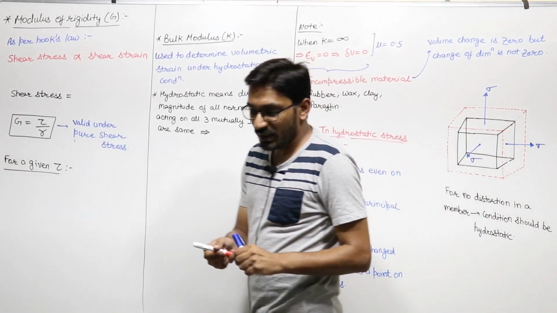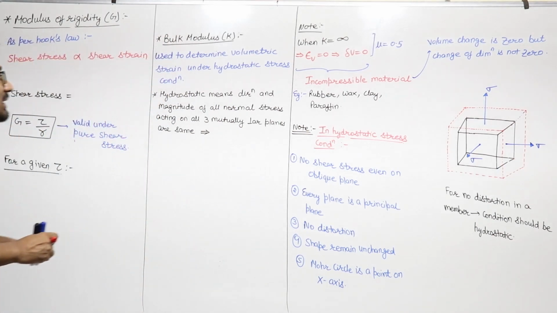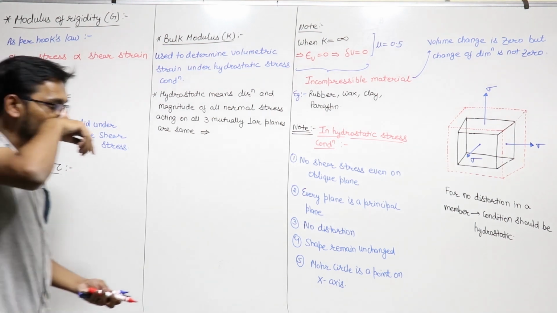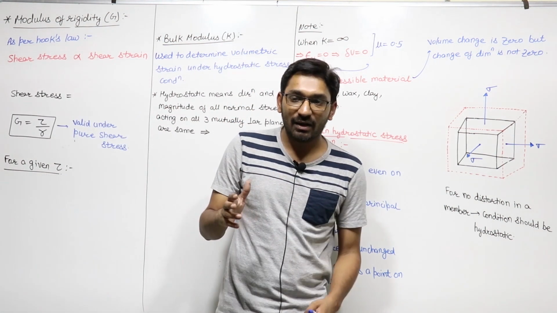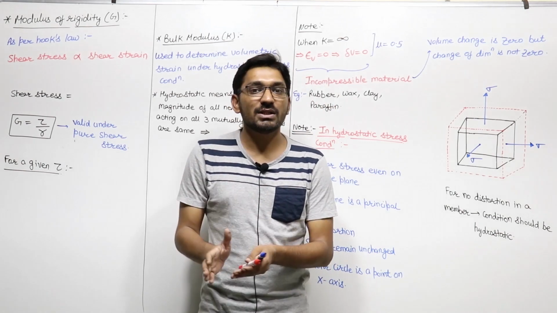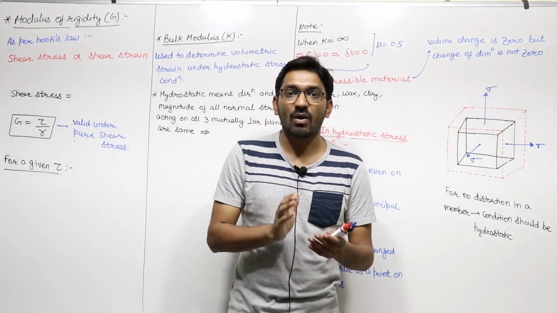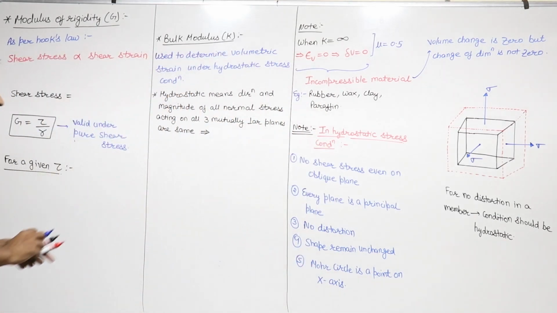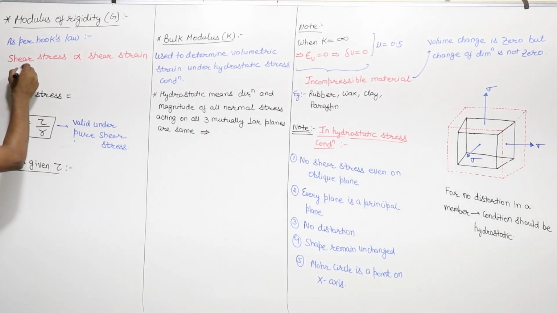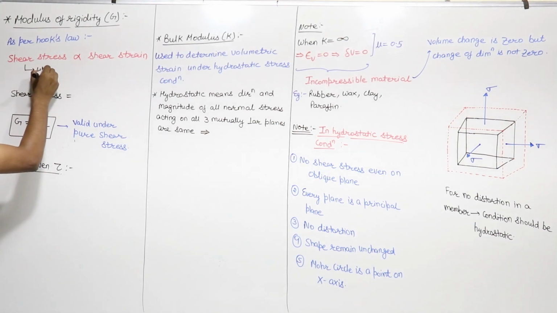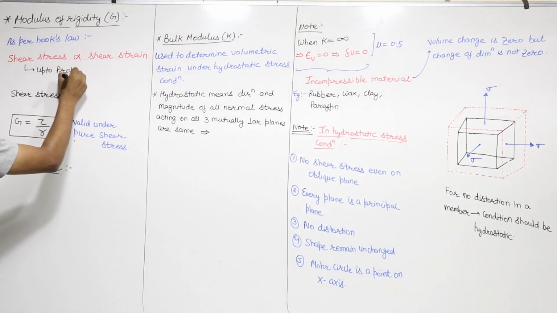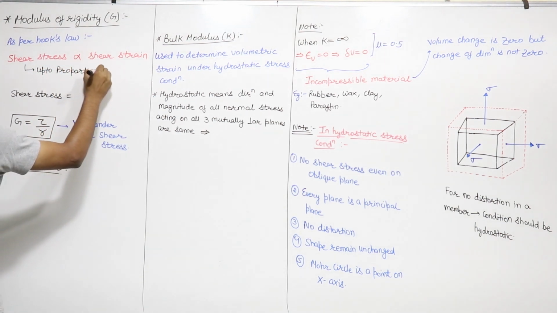Our next elastic constant is the modulus of rigidity, that is G. As per Hooke's law, the shear stress is directly proportional to shear strain. We already saw in Young's modulus that the normal stress is directly proportional to the longitudinal strain. Similarly, shear stress is directly proportional to shear strain, and this is also up to the proportional limit.